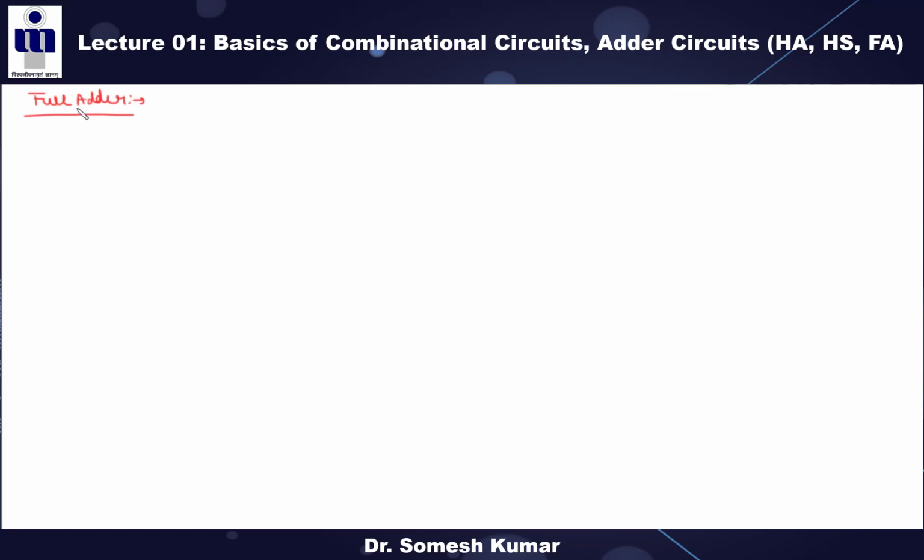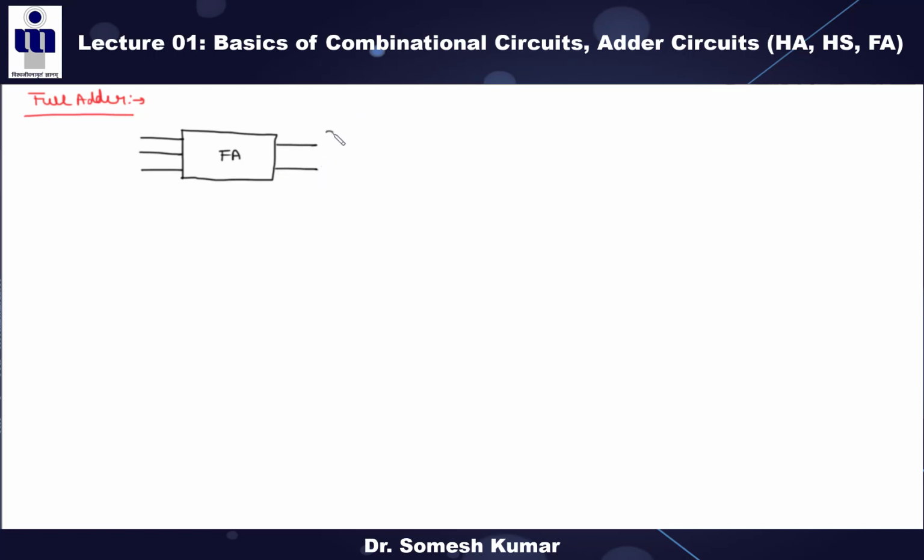So now we will design the full adder. Similar to the previous steps, what is the first step? The first step to design any combinational circuit is to identify the number of inputs and outputs. For the full adder, the number of inputs is 3 and the outputs are 2.